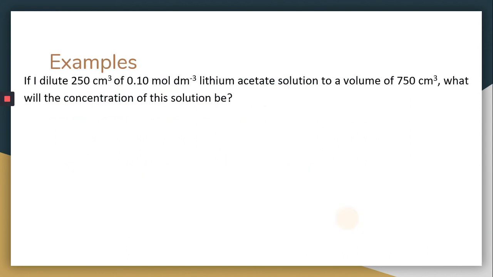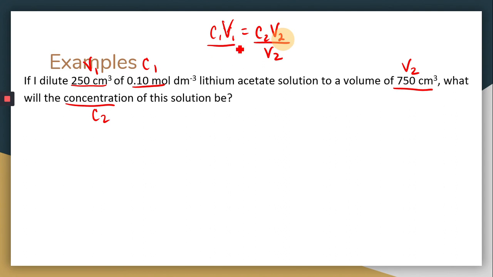Looking at another problem. So here we have a volume and concentration. So this would be C1 and V1. And we're changing the volume to 750. So we want to know what the concentration would be. So we would take our formula and we would divide by V2 to get C2.